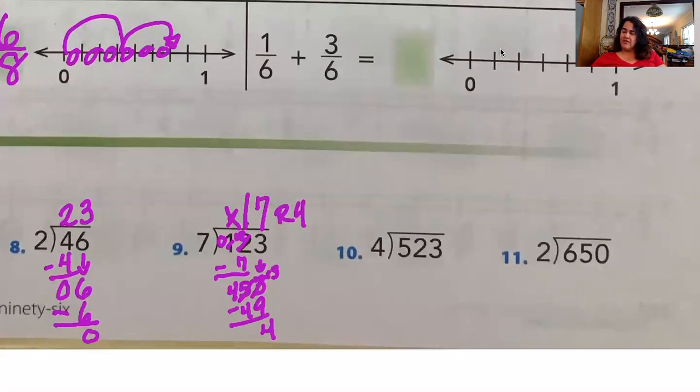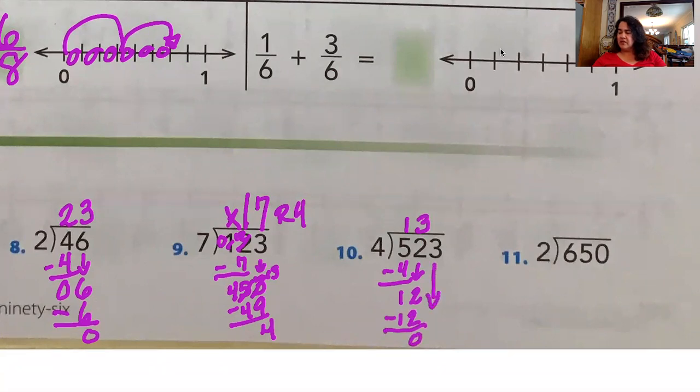Okay, we have 523 divided by 4. How many 4's go into 5? 1. 1 times 4 is 4. Subtract it. 5 minus 4 is 1. Bring down the 2. How many 4's go into 12? 3. 3 times 4 is 12. Subtract it. 12 minus 12 is 0.